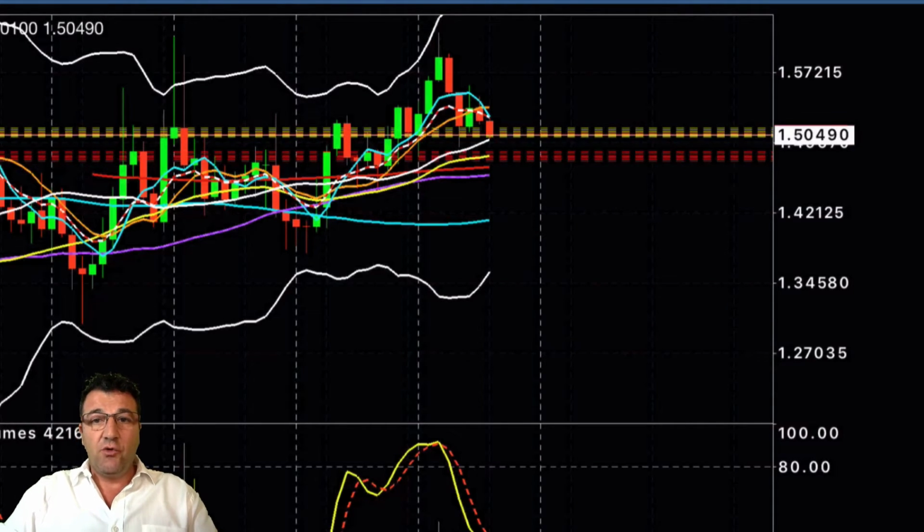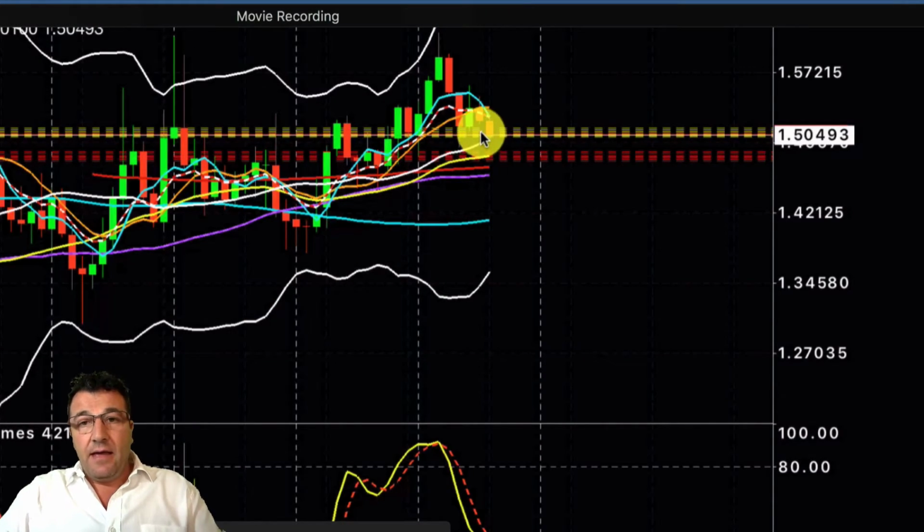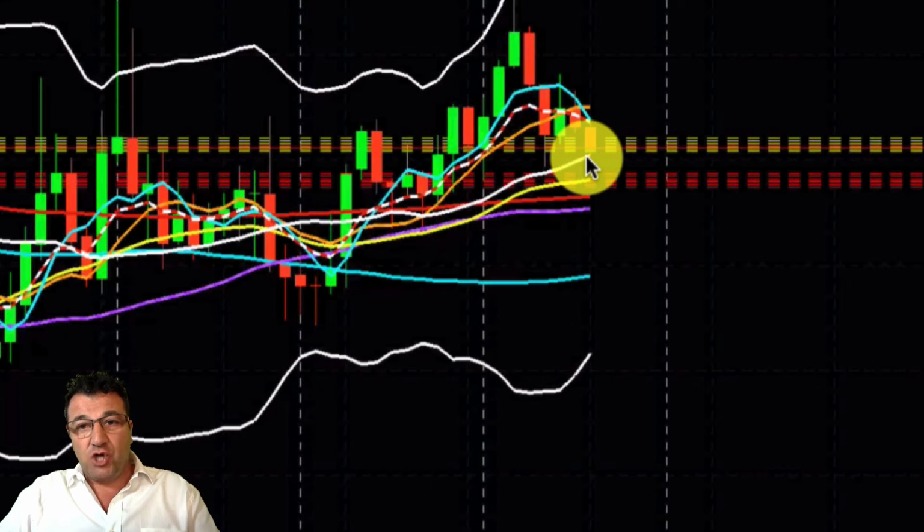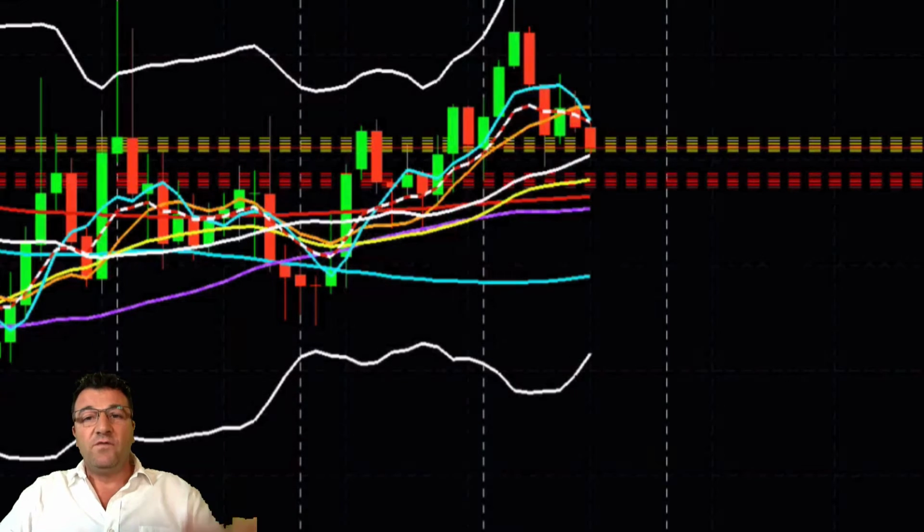So this is the EURCAD, and as you can see here, each candle represents 1 month. Okay, and as you can see here, the red candle is stopped on the white line. So that is what we call a level of support.